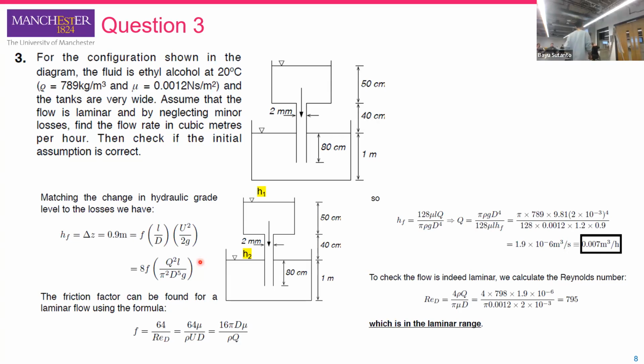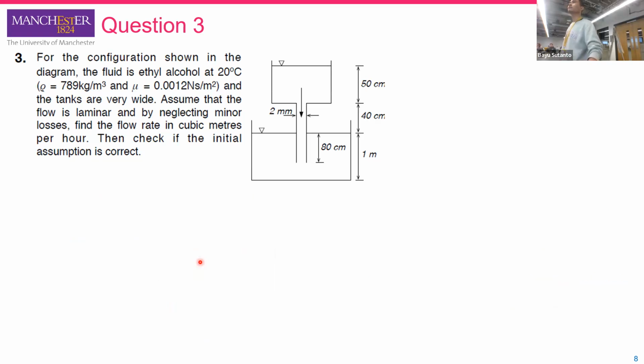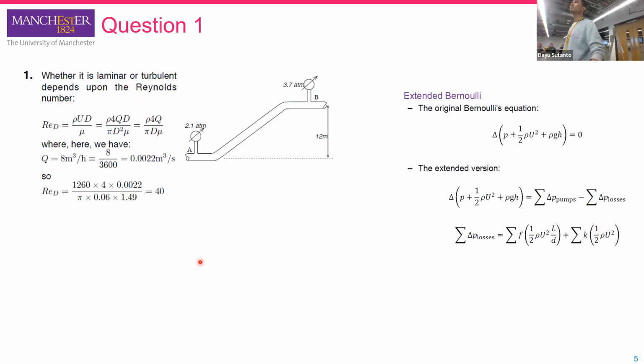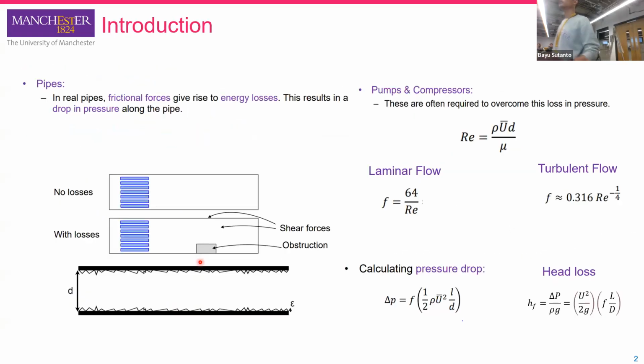You can use the Moody chart, or the question is whether it is a smooth pipe. In the case it is a smooth pipe, you can use the equations. So this is for the smooth pipe, this is for laminar, and this is for turbulent. And if it has roughness, I think you need to use the full Colebrook equation, because this assumes a smooth pipe.